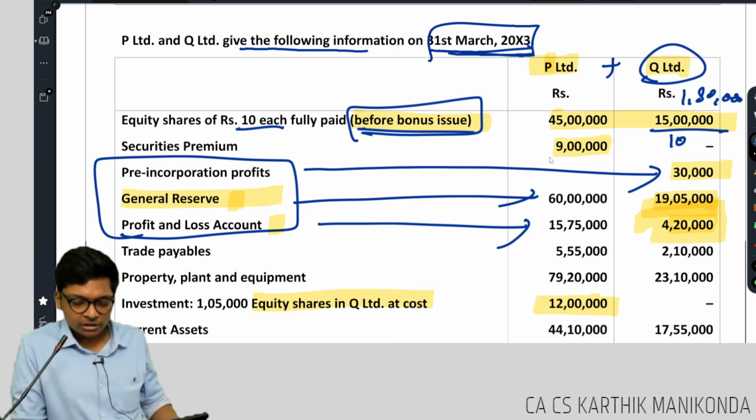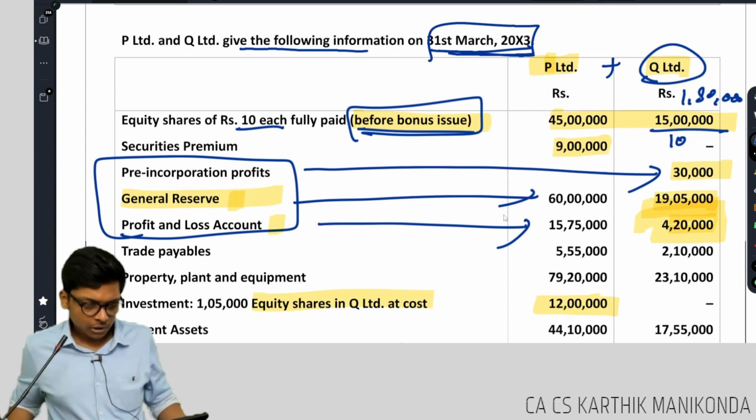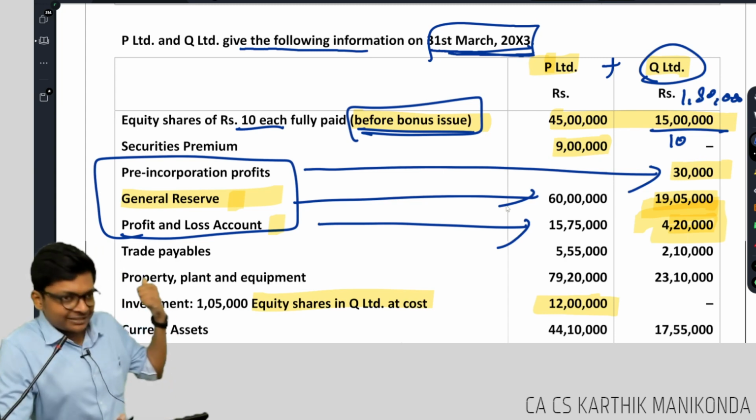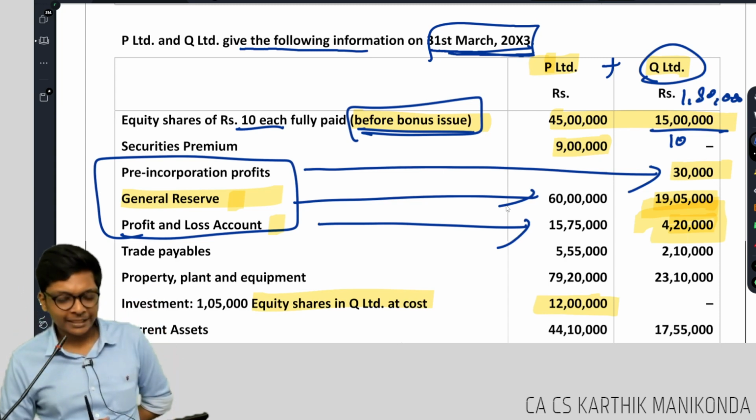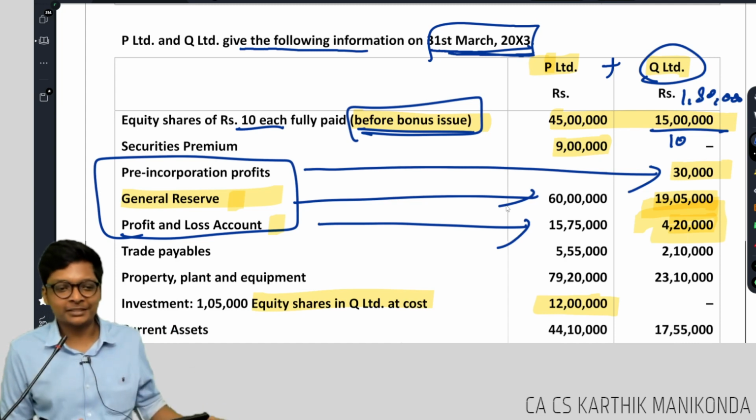Securities premium is how much? Actually, empty. Pre-corporation profit for P is 9 lakh. Just 1 line. In the book that you have, this is correct, so make the change. If somebody has a book alignment issue, please make the change, guys. Sometimes it is here, sometimes there. Make the change.